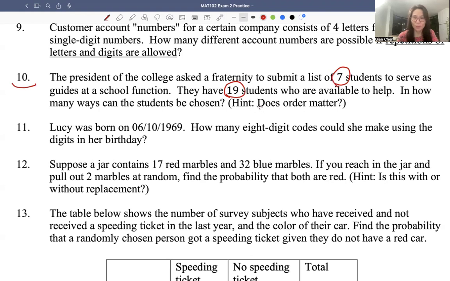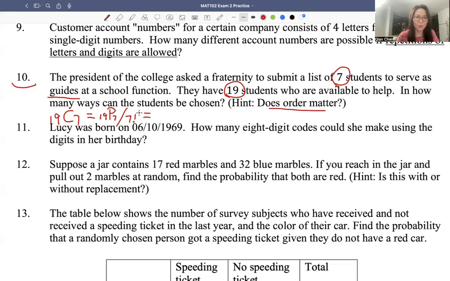So we ask ourselves, does the order matter? Right, we want to choose 7 students to serve as guides. So its order does not matter. So that's combination. Out of 19, choose 7 of them. Remember that's permutation, out of 19 permute 7, then divided by 7 factorial.